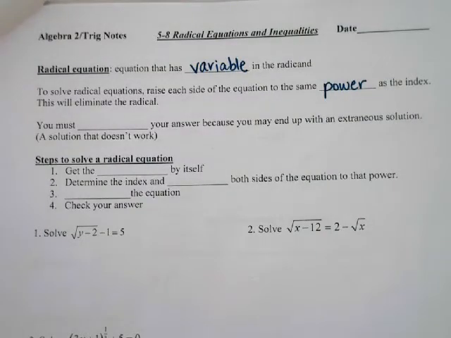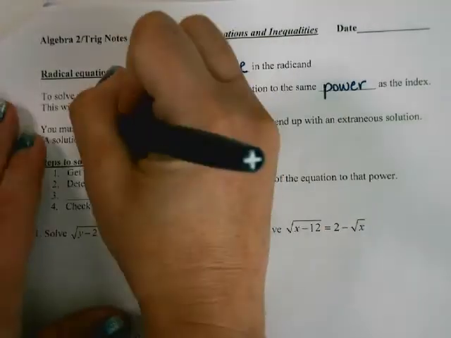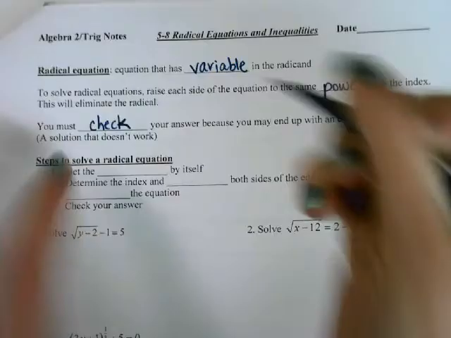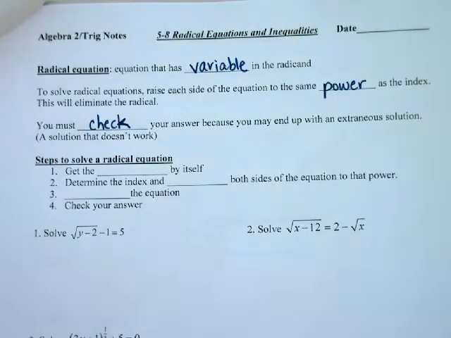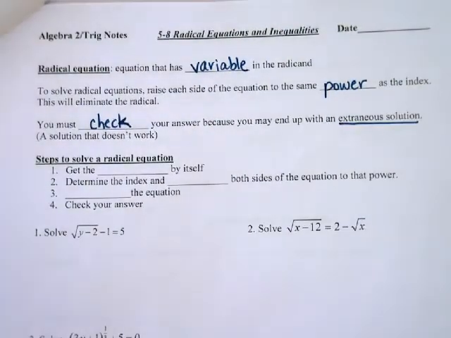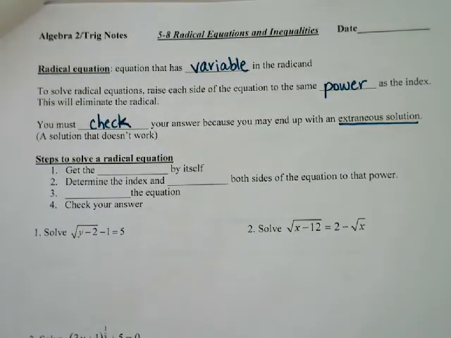You must check your answer, because you may end up with an extraneous solution. So that's a big fancy word that means we've done everything right, but it doesn't actually work. All right, so how do we do that?